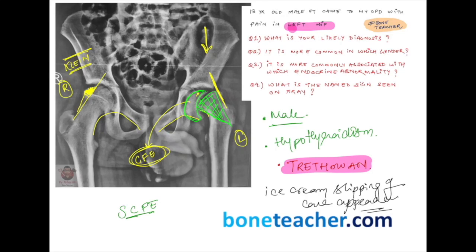So remember, slipped capital femoral epiphysis: much more common in males than females, associated most commonly with hypothyroidism, Trethowan sign, and ice cream slipping off the cone appearance.